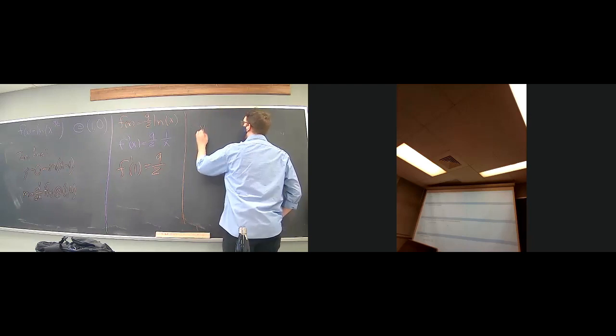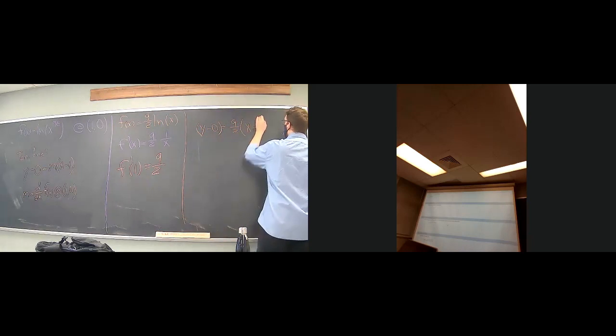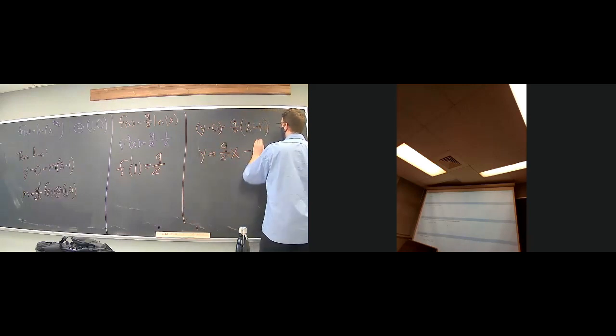So our tangent line is going to be y minus 0 equal to 9/2 times the quantity x minus 1. This is going to be y is equal to 9/2 x minus 9/2. That's all she wrote.